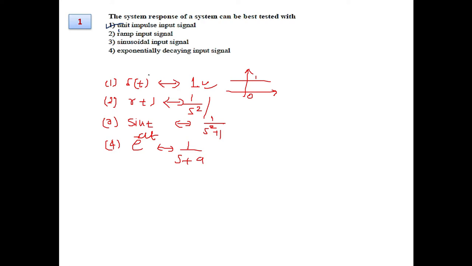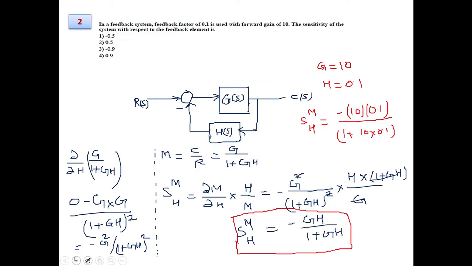The reason behind that is this is the only signal out of the given four which has a constant, or one, spectrum, so it will be covering all the frequency range. So unit impulse signal is generally preferred for testing any kind of system.